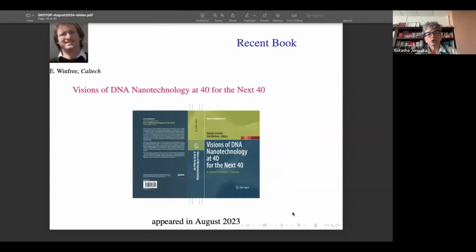And I just want to finish with this book. I'm not advertising a book, but this is a joint book with Eric Minfrey from Caltech. We have actually negotiated with Springer that this book is open source, so you can download it and look at it, but there are zillions of questions there in up-to-date DNA nanotechnology.